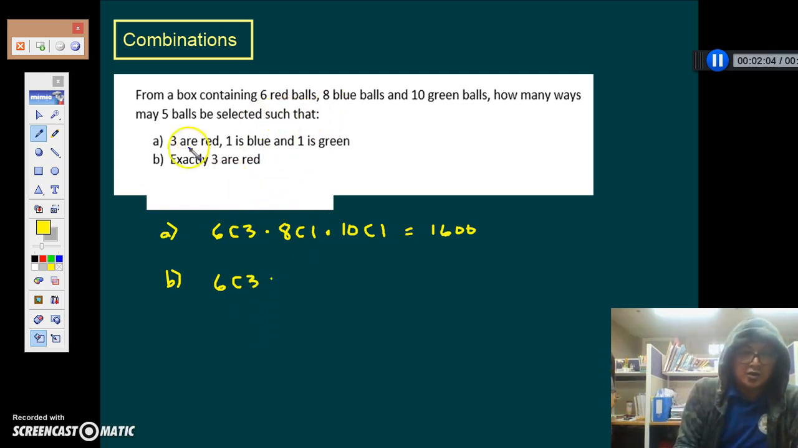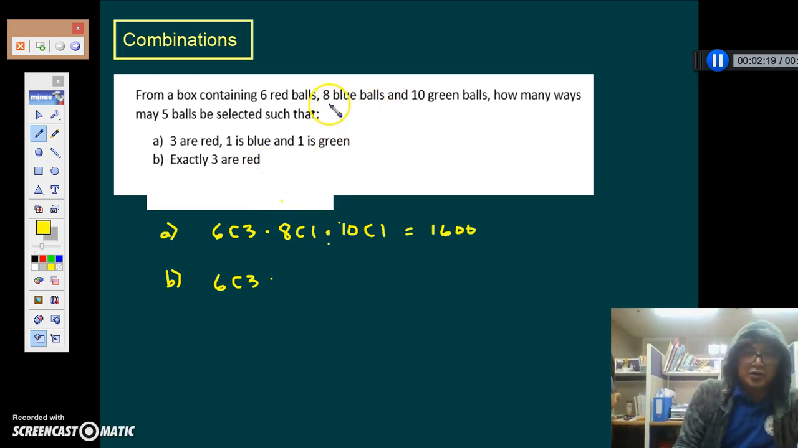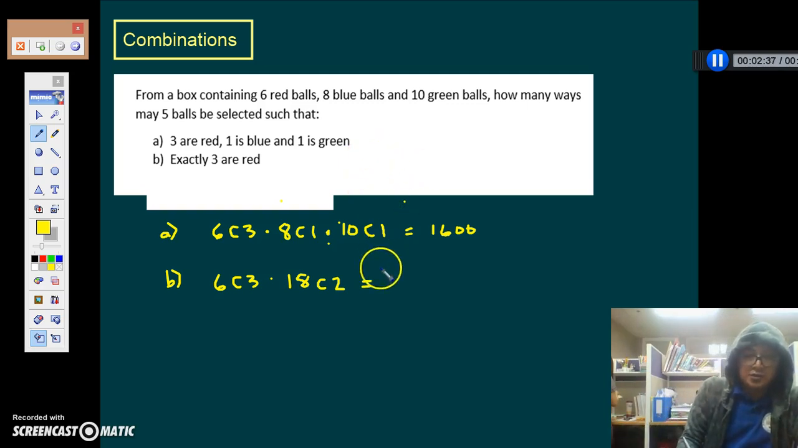Now we are to select 5 balls, so we need 2 more. But in this case, there's no mention whether what we should select is colored blue or green. Therefore, the color here doesn't matter anymore, whether it's blue or green or both. So we're just combining 8 and 10. From these 18 balls, we select the 2 remaining balls. That's 18 choose 2. So 6C3 times 18C2, and let's get that value. So the answer here is 3060.